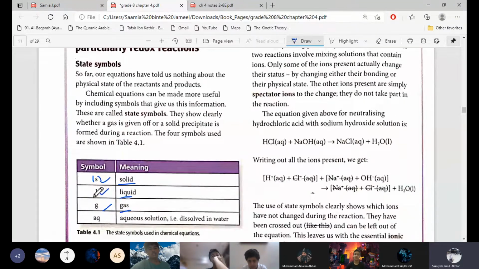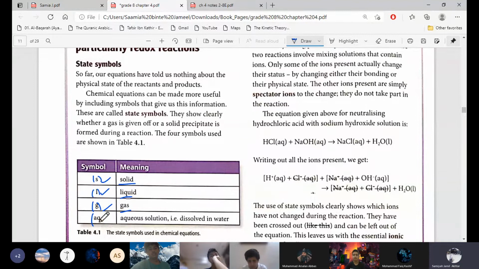All of these state symbols are written in brackets. And for an aqueous solution, we use AQ, dissolved in water. So from now on, whatever reactions you write, previously you wrote the symbol equations and balanced them. It was compulsory to balance these symbol equations. Now from now on it's compulsory to write the state symbols also. Because now you will do the reactions of electrolysis.